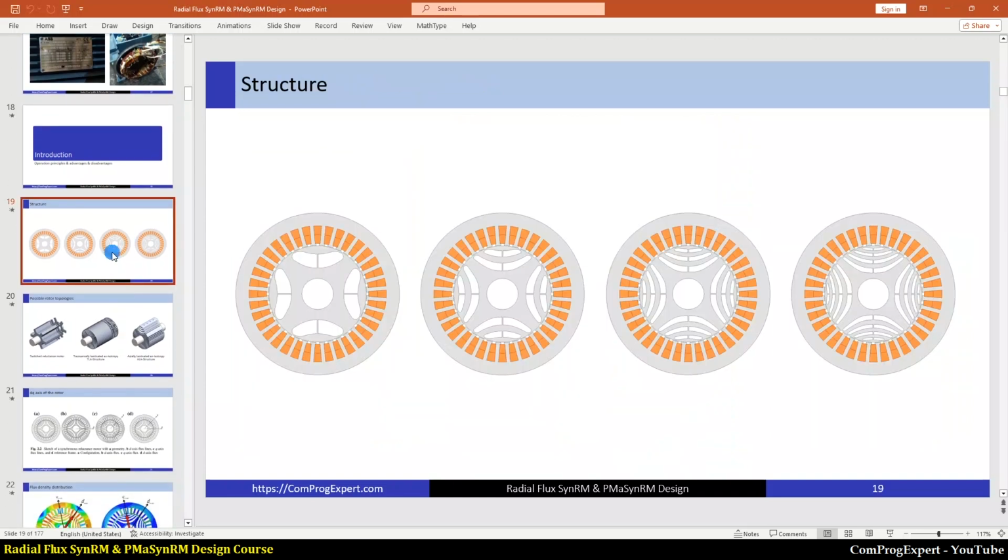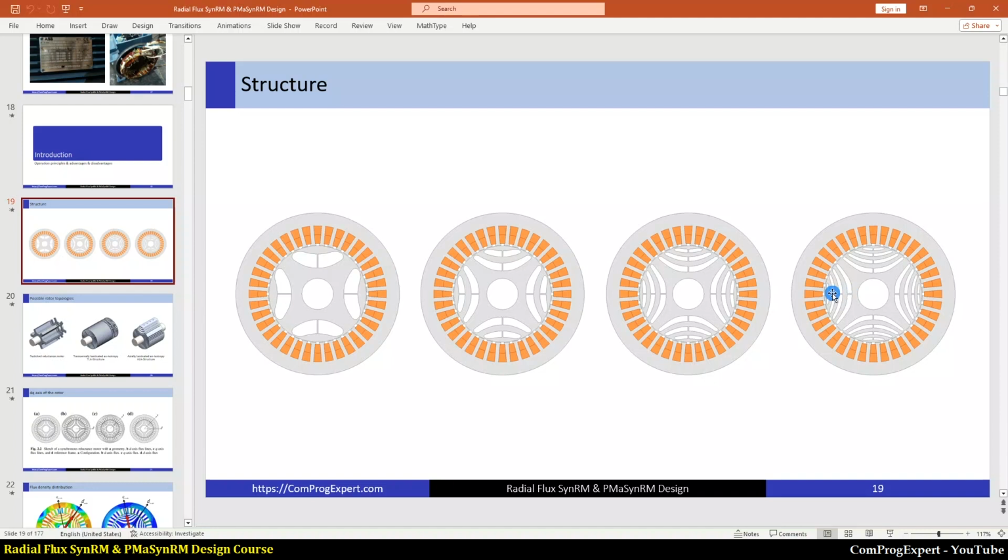Here you can see the structure of a synchronous reluctance motor. The stator core is slotted and we have a distributed winding on it, similar to an induction motor. And here we have the rotor core, and in the rotor core we have several flux barrier layers per pole. Here we have one flux barrier layer, 2, 3, and 4.